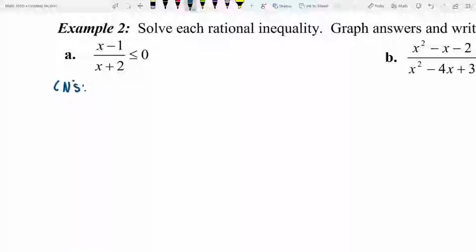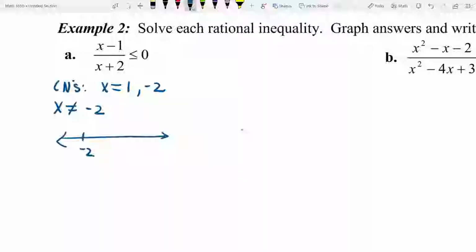The way that you find the critical numbers is you set the top equal to 0 and the bottom equal to 0. So you have a critical number at x equals 1, and you also have a critical number at x equals -2. Okay? You also have a domain restriction. Can anybody tell me the domain restriction? Can't be a -2. If x is -2, then we're going to have a 0 on the bottom, which we can't have. Okay? Go to your number line.